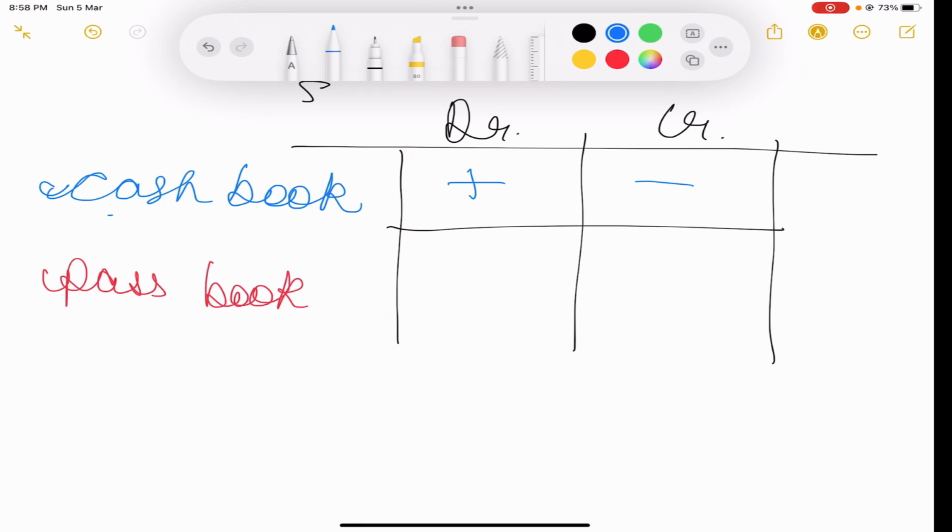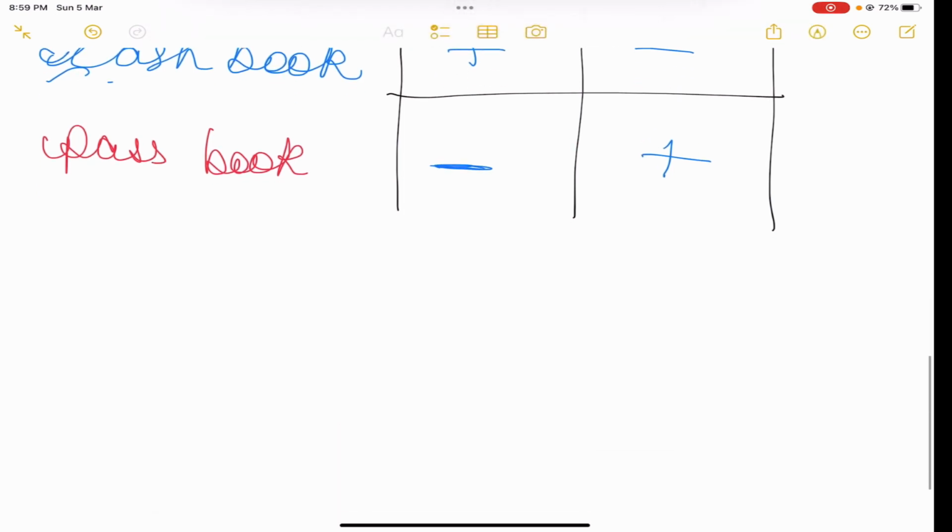And the passbook is the opposite. Why? Because we're recording it from the bank's perspective. So if my passbook increases, it is on the credit side. If my passbook decreases, it is a negative. So the balances are opposite for the same thing. Whenever my cash increases, I debit it, so that's what I follow with my cash book, and the opposite is true for the passbook.